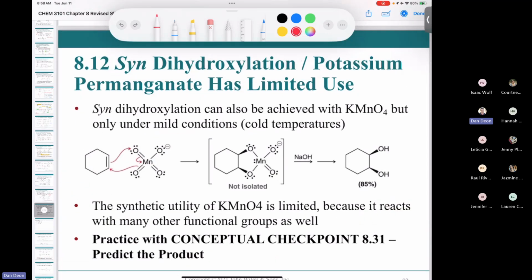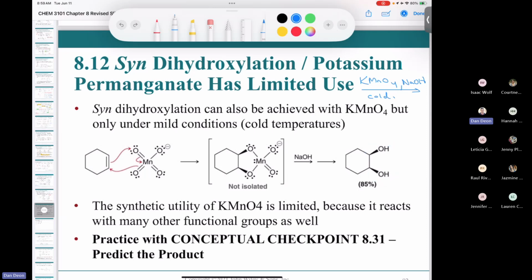Another way of doing it is using potassium permanganate. So the conditions are this. I'll write them down for you. It's KMnO4, which is potassium permanganate. You guys remember the permanganate ion, in sodium hydroxide. And then we keep that at a cold temperature. Now, this is a perfectly legitimate way of making a syn-diol, it's syn dihydroxylation.